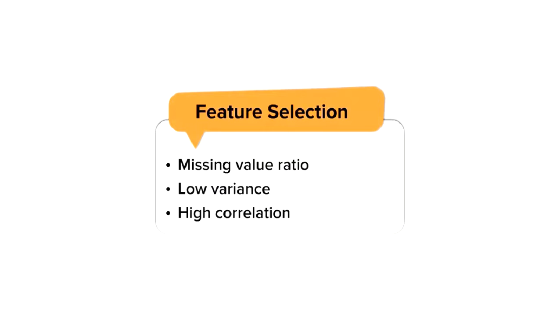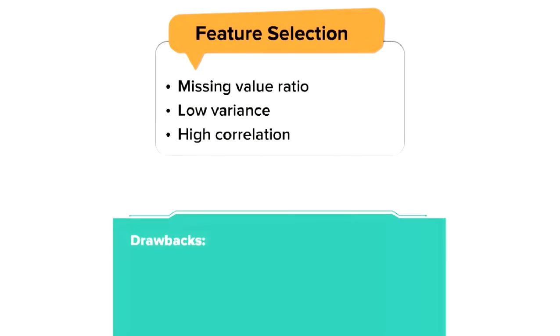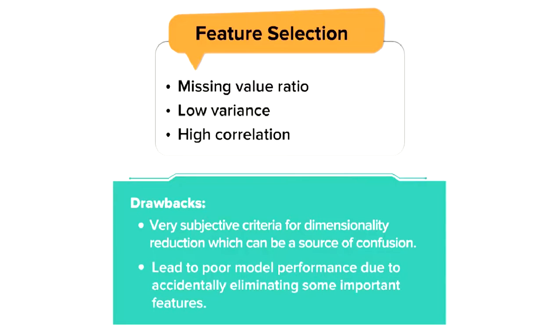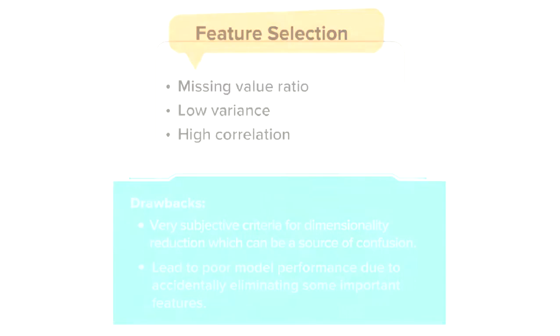In the last module, we learnt about the simpler dimensionality reduction techniques and how to implement them. But we got an idea that simpler dimensionality reduction techniques have very subjective criteria, which can be a source of confusion if these criteria are not clear. Worse, it can lead to poor model performance due to accidentally eliminating some important features.